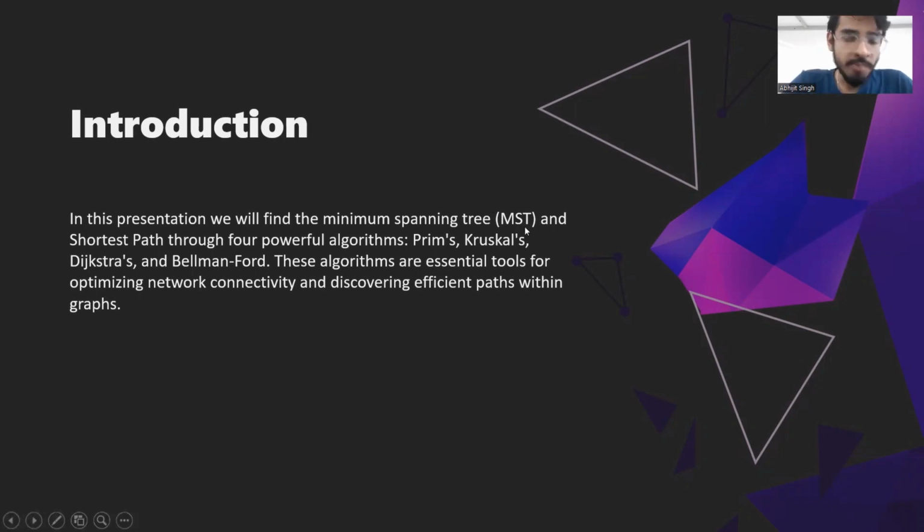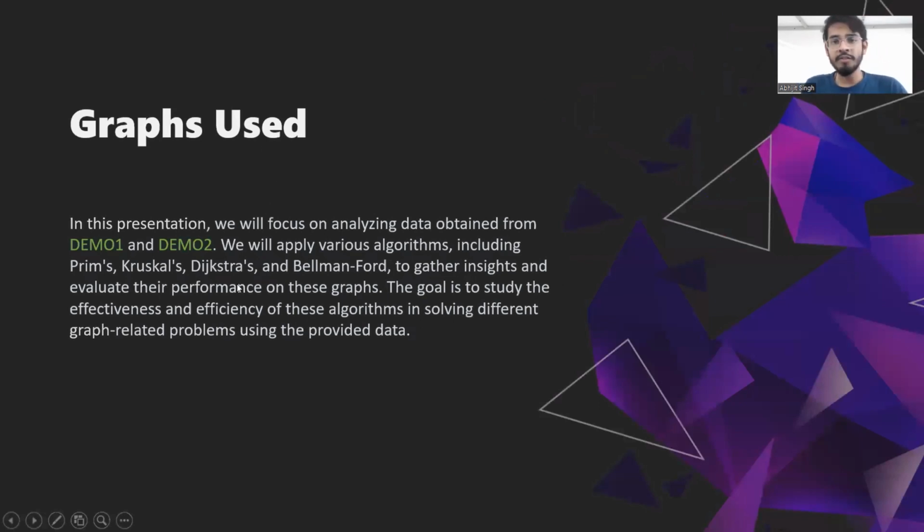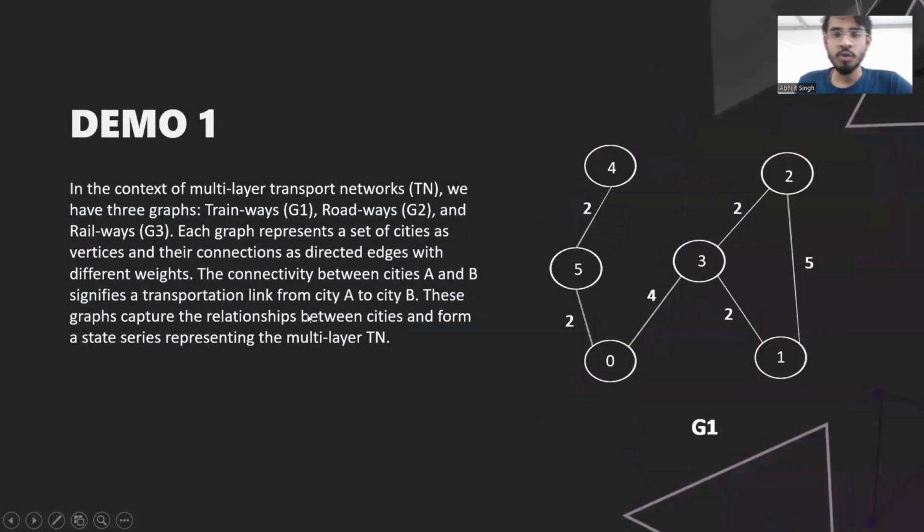Also, we will do some mathematical operations, like finding the average of the minimum MST or shortest path, minimum of minimum MST, etc., which are also significant for efficient network connectivity. So we have taken two demos. Demo 1 is question 5 of the midsem and demo 2 is the dataset. So as mentioned in question 5, this is demo 1.